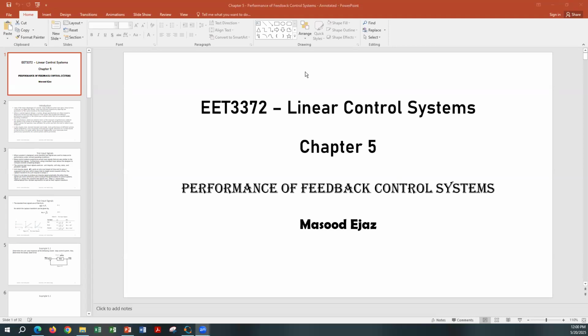So in this chapter, chapter number 5, we're going to look at some of the performance parameters of feedback control systems. How do you measure the performance of feedback control systems? Some of the stuff we are going to look at in this chapter: we're going to look at different input signals and how they affect the output and the error of the control system.